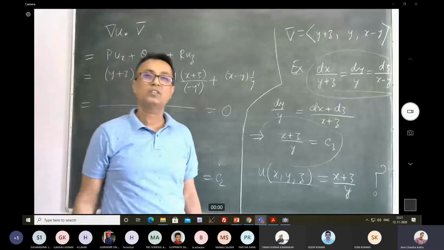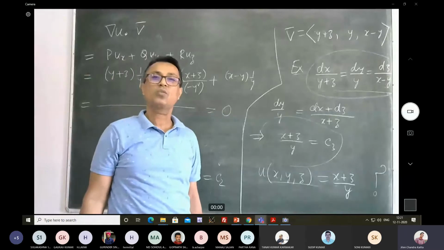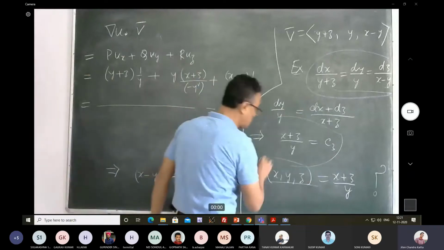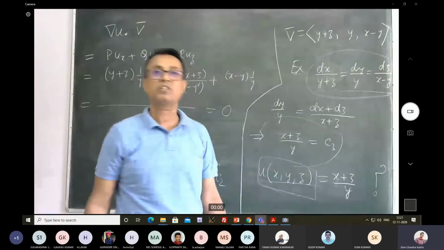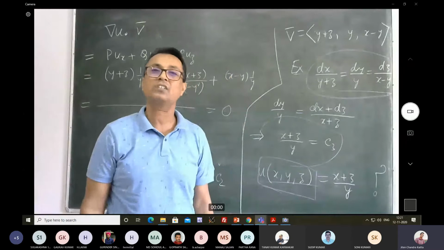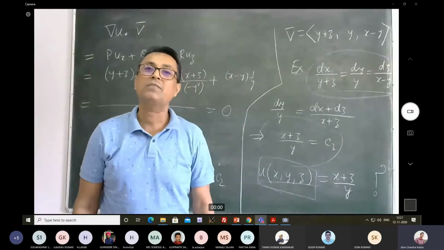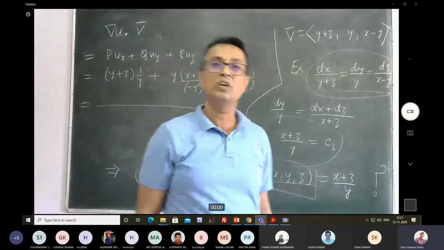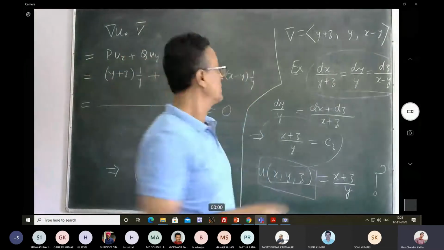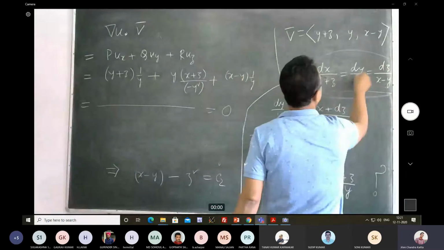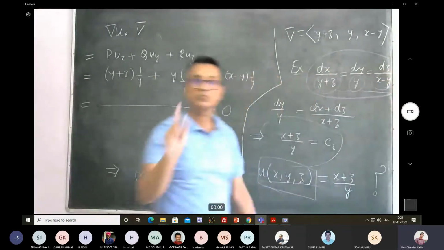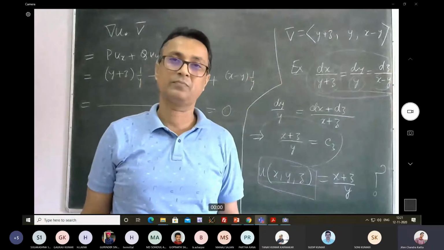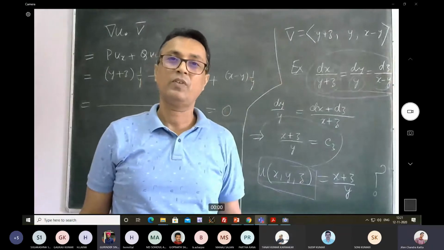the solution is going to give you some function. In this case, it is a function of three variables x, y, z, and that function is nothing but a first integral corresponding to the vector field represented by this P, Q, and R. Is it okay to everybody? Right?